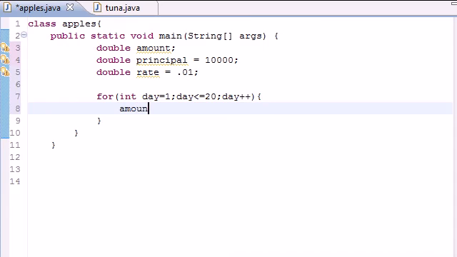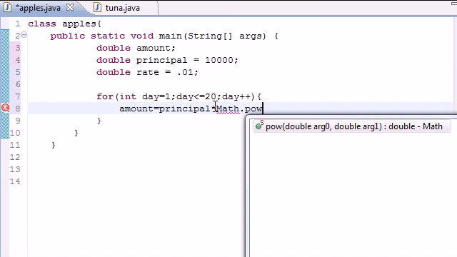We want to solve for amount. So that's what we're going to be setting it equal to, since we don't know what it is yet. But we do know what the formula is for it. It's principal, and make sure you type these right, principal, and again you need to times this by something to the power, and this calls for an outside method that's math.pow.